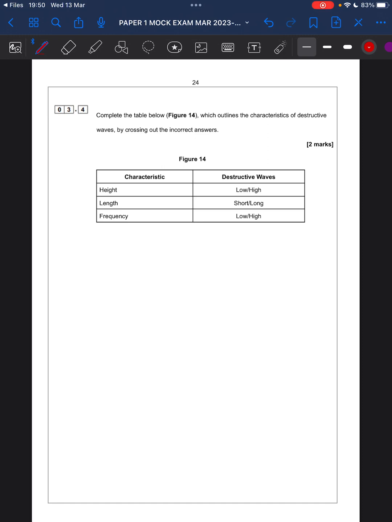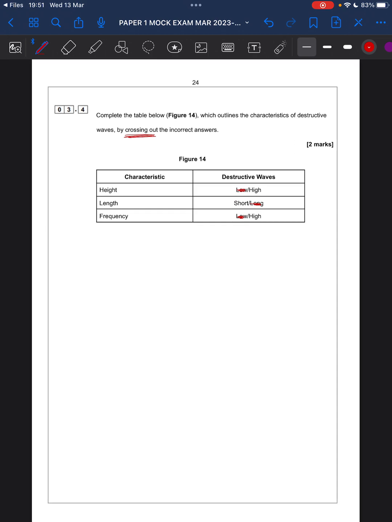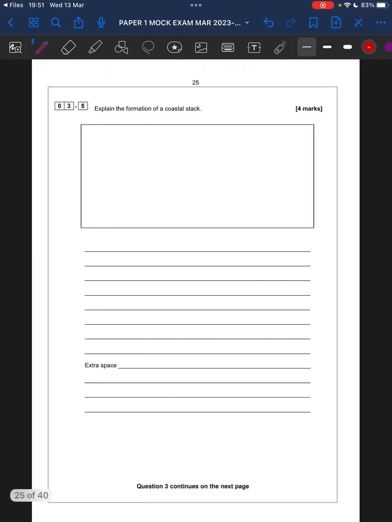You can pause it for a second, have a read. Now, the big thing here that people missed is this bit. And it gets people every year. Read questions carefully. Okay, you've got to cross out the incorrect answers. So for us, you'd cross out that one. You'd cross out that one. You'd cross out that one. High, short, high. Okay. So look out for that. Don't miss them. Okay, 3-5, have a look.